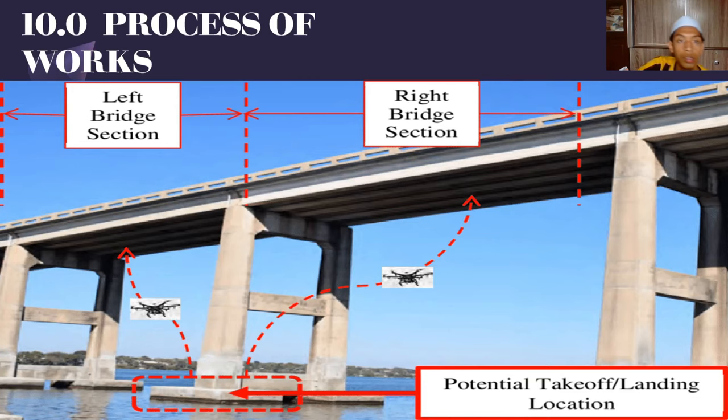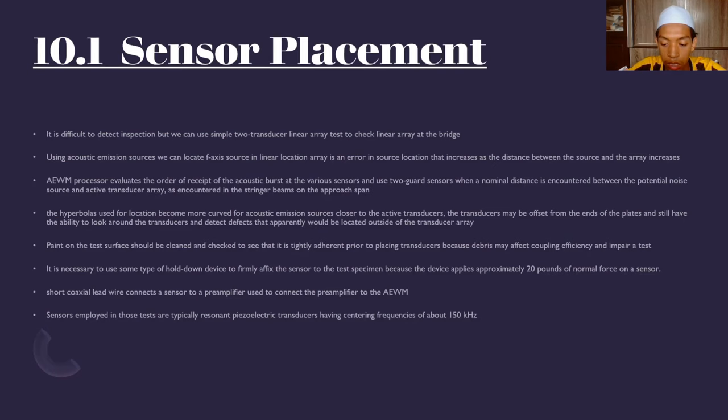Okay, we go to the process of work. This is an illustration of the process of work of detecting bridge defects. So, we go to the next process. This first is the sensor placement process.